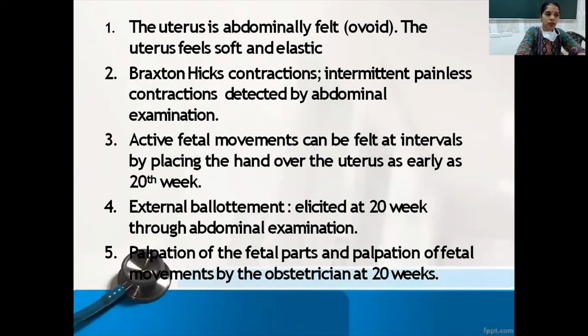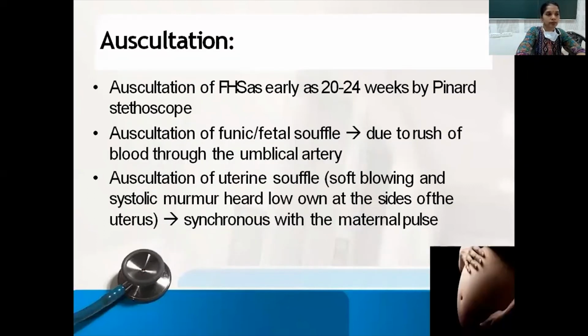And in the second trimester, we see Braxton Hicks contractions. Those are the intermittent painless contractions detected by abdominal examination. Active fetal movements can be felt at intervals by placing the hand over the uterus as early as 20 weeks. External ballottement is elicited at the 20th week through abdominal examination. Palpation of the fetal parts and fetal movements by the obstetrician at 20 weeks.